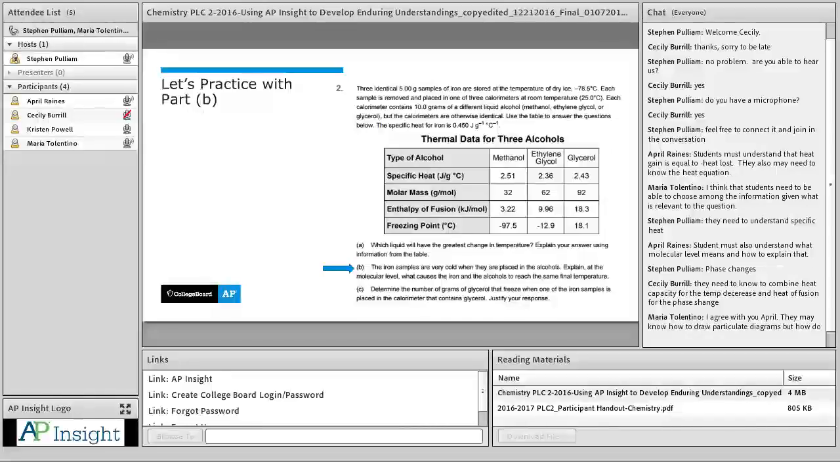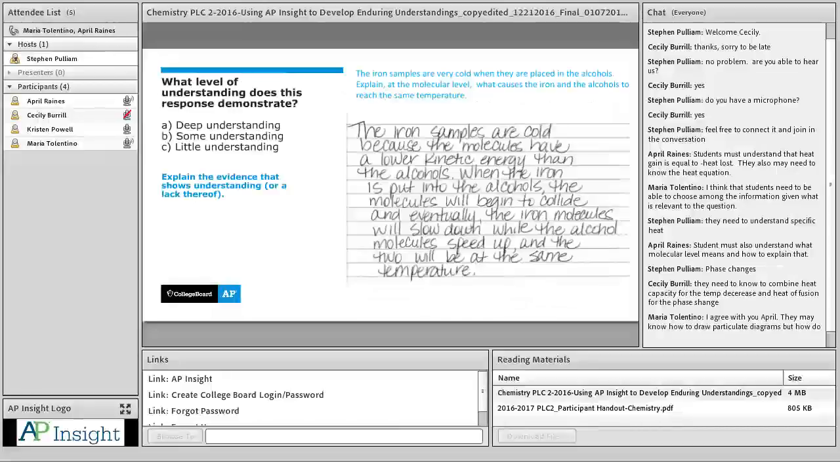And I'll have a student response here. Student response says the iron samples are cold because the molecules have a lower kinetic energy than the alcohols. When the iron is put into the alcohols, the molecules will begin to collide, and eventually the iron molecules will slow down, while the alcohol molecules will speed up, and the two will be at the same temperature. Yeah, that's opposite there at the very end. Let's have a look.